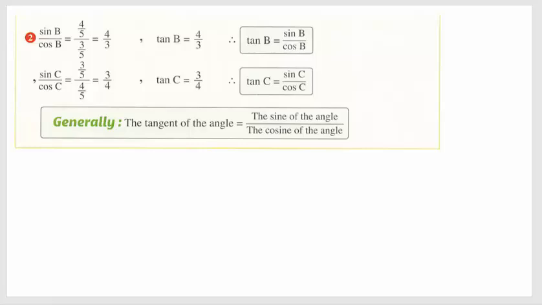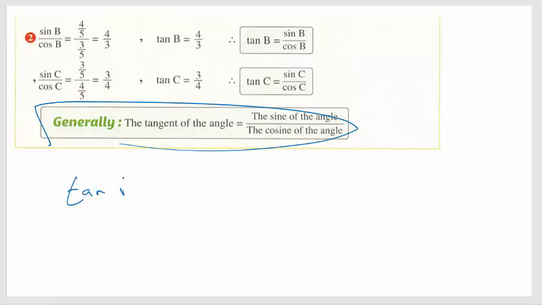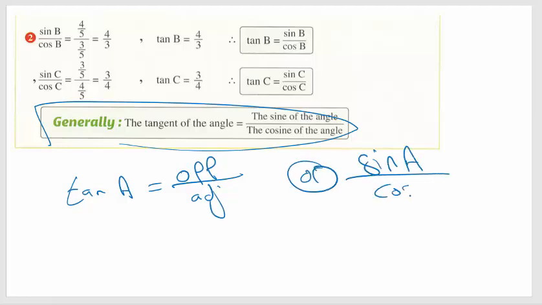Also, we find that tan angle B was 4 over 3. By noticing that sine B is 4 over 5 and cosine B is 3 over 5, I got the tan of the angle B, which is 4 over 3. Here we can say that the tan for any angle, you can find by another rule, which is sine over cosine. So I got two rules for the tan. To find tan angle A, it will be opposite over adjacent, or it will be sine A over cosine A.